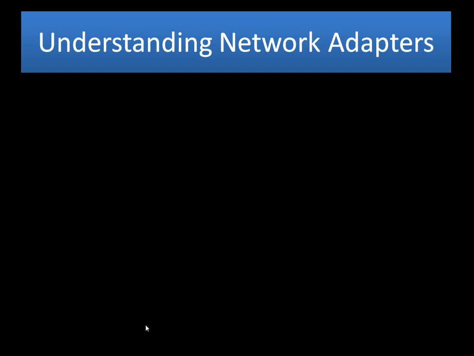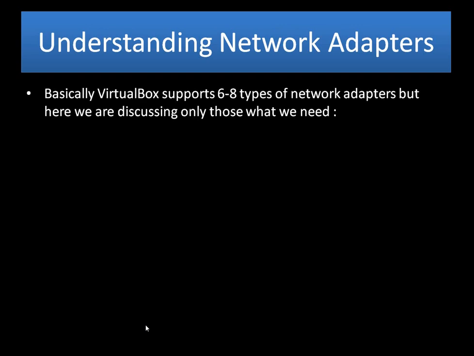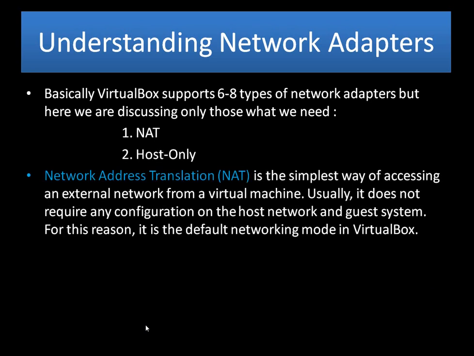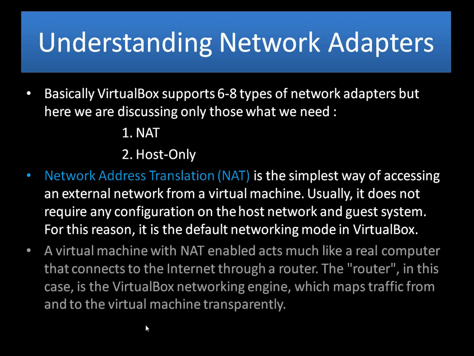Another thing is understanding network adapters. Basically, VirtualBox supports 6 to 8 types of network adapters, but here we are discussing only those that we need. First is NAT and another one is host only. Network Address Translation is the full name of NAT, the simplest way of accessing an external network from a virtual machine. Usually it doesn't require any configuration on the host network and guest system. For this reason it is the default networking mode in VirtualBox.